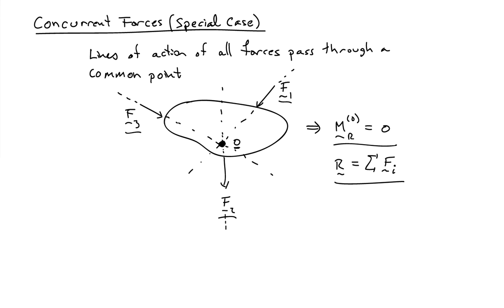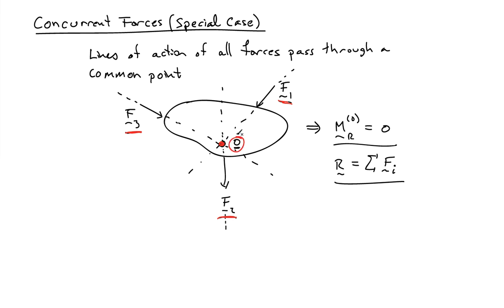As an application of our conditions of equilibrium, I'd like to look at a special case, which is known as the case of concurrent forces. If you have a body that's subjected to a set of forces, and the lines of action of all the forces pass through a common point, then we call those concurrent forces. In this case, I have forces F1, F2, and F3, and the lines of action of the three forces all pass through this point right here, which I've labeled O.